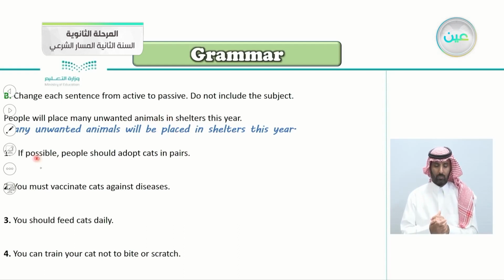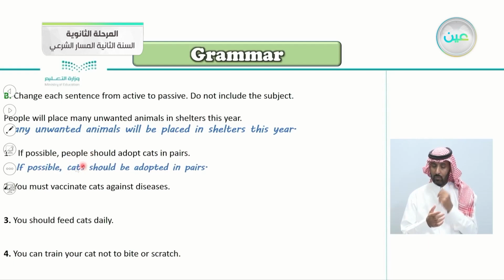So number one, if possible, people should adopt cats in pairs. So the verb is adopt, people is the subject, cats is the object. So let's see the correct answer here. If possible, cats, begin with the object, should be adopted, the past participle, in pairs.